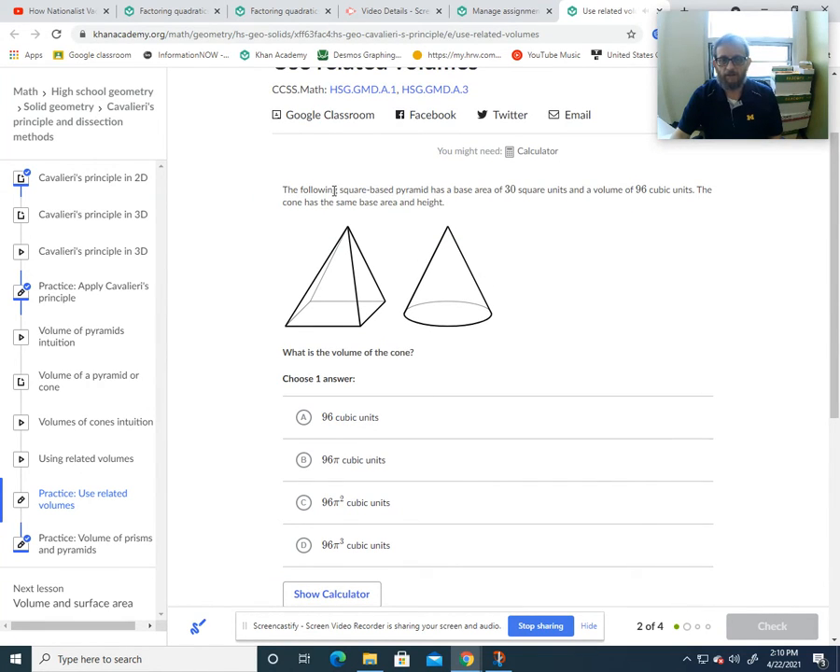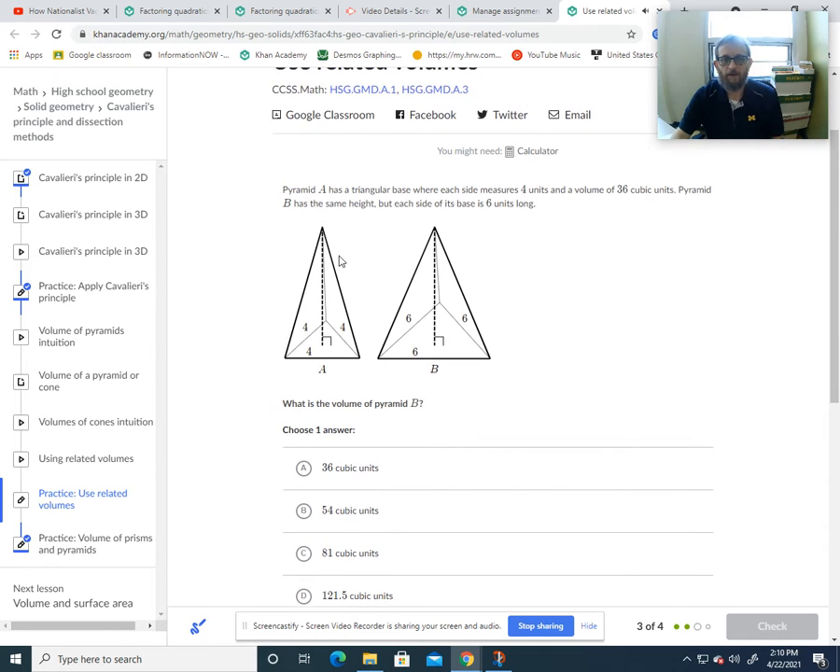Okay, the following square base pyramid has an area of 30 square units and a volume of 96 cubic units. The cone has the same base area and height. Even though it's a different shape, they're telling me that square or rectangle has the same area as that circle, and that pyramid has the same height as this cone. If that's the case, they have the exact same volume. It doesn't matter that the shape is even slightly different.